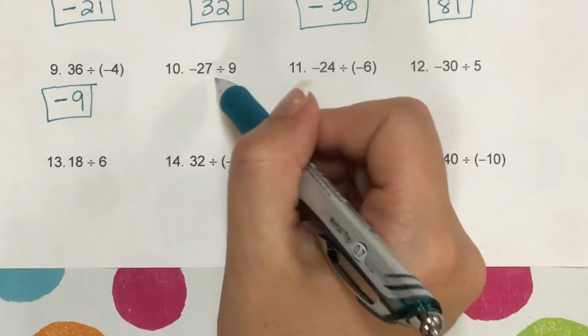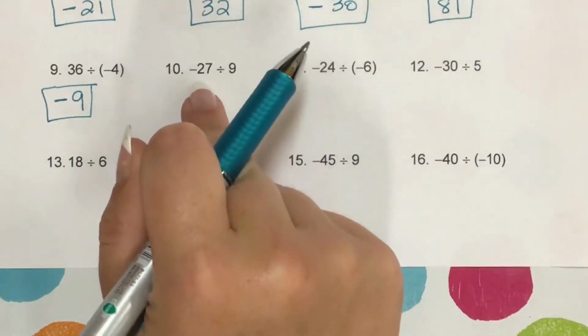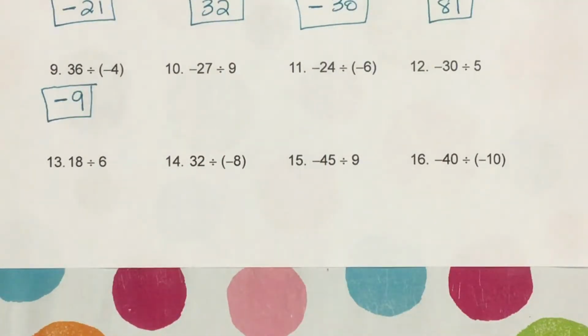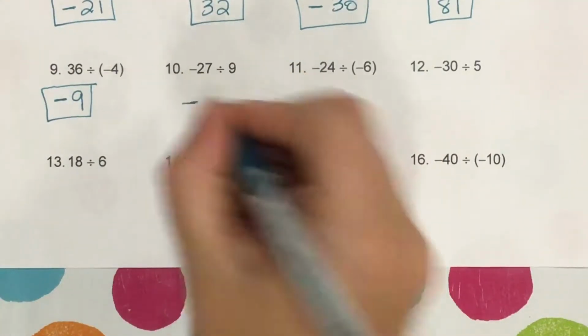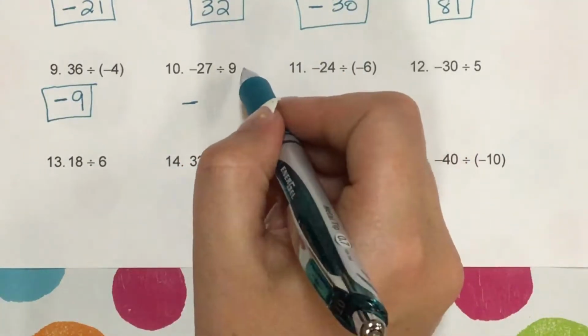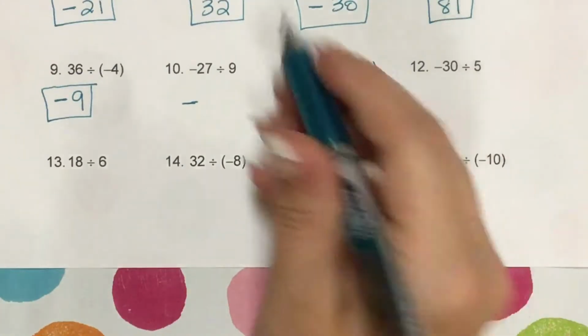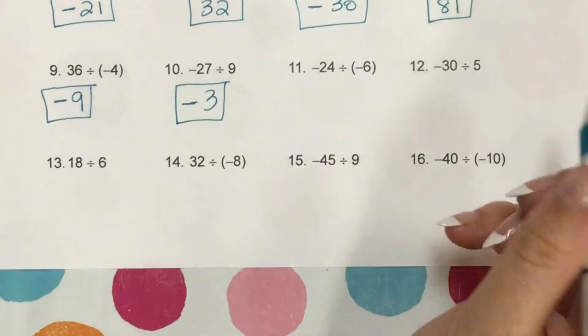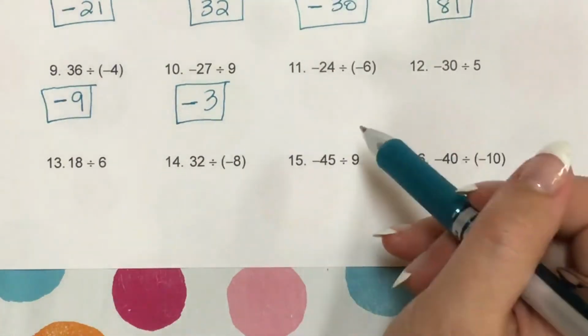Negative 27 divided by 9. We have a negative and a positive. So a negative divided by a positive, the signs are different, which means our answer is going to be negative. So we just need to figure out what's 27 divided by 9. How many times does 9 go into 27? And it goes in 3 times. So our answer is going to be negative 3. Let's move on to number 11.